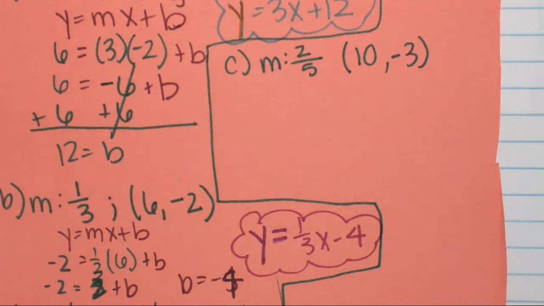Alright, this one is 2/5 and 10 -3. And yes, I'm sorry the sign isn't on.